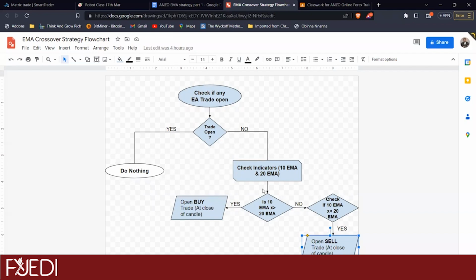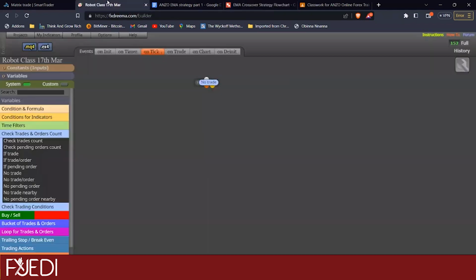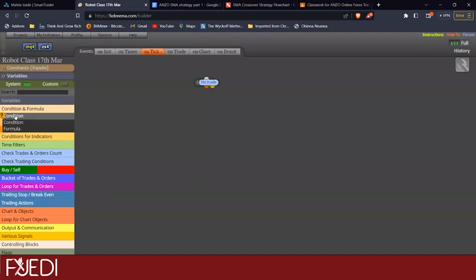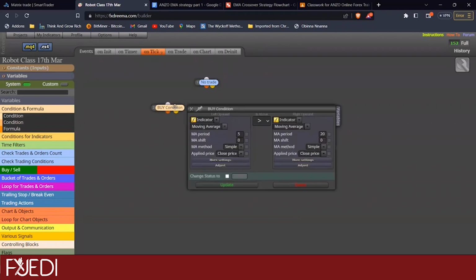Now, remember, there are two conditions. There's a condition for buying and there's a condition for selling, which is why we'll build two conditions, both for buying and selling. So I'll just drag conditions here and drop, and you can right click on it, edit title. I'll call it buy condition. So this is the condition for buying, right? And then we'll double click on it to open up.